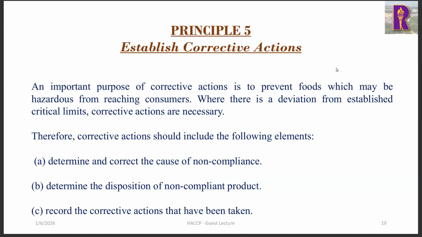And next is the recording of the corrective action. Once we have done a corrective action, it's not that we just skip it. We have to record it so that it is not repeated further. It will be useful for our next hazard analysis if the hazard is a similar one or the same one.